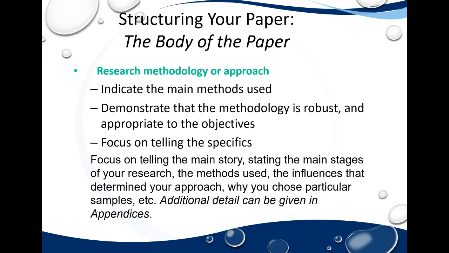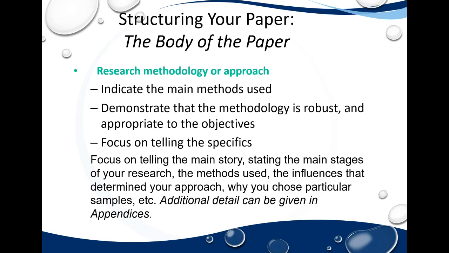So who are you going to be looking at? Are you just going to go to the general population, people who've been married, never been married? Why is that important? So you focused on these people because 1, 2, 3, right? Why you chose that particular sample. Additional detail can be given in appendices.